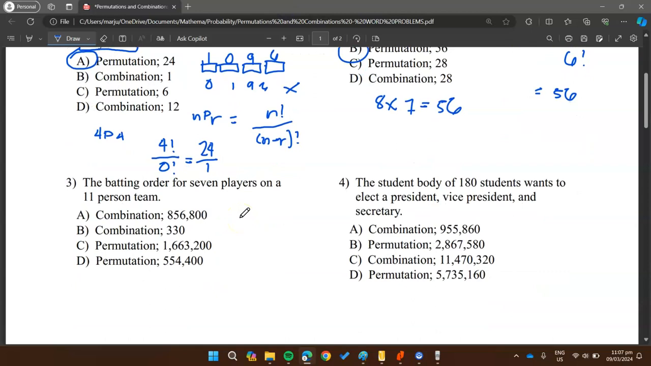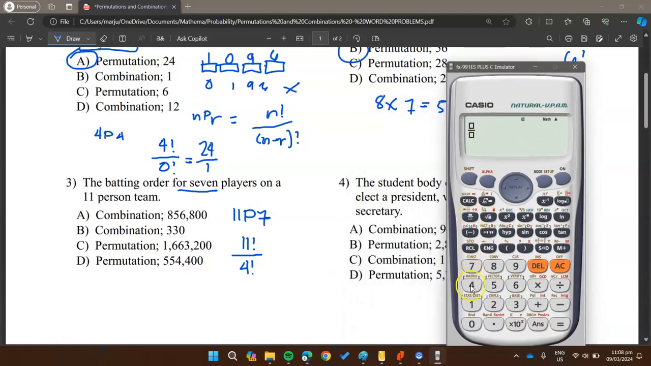Let's have number 3. The batting order for 7 players on an 11-person team. So again, we're talking about the order, the first, the second, the third, the fourth, the fifth, the sixth, and so on and so forth. So again, a permutation problem. So we have 11 permutation 7, right? So this will give us 11 factorial over, what is 11 minus 7? That's 4 factorial.